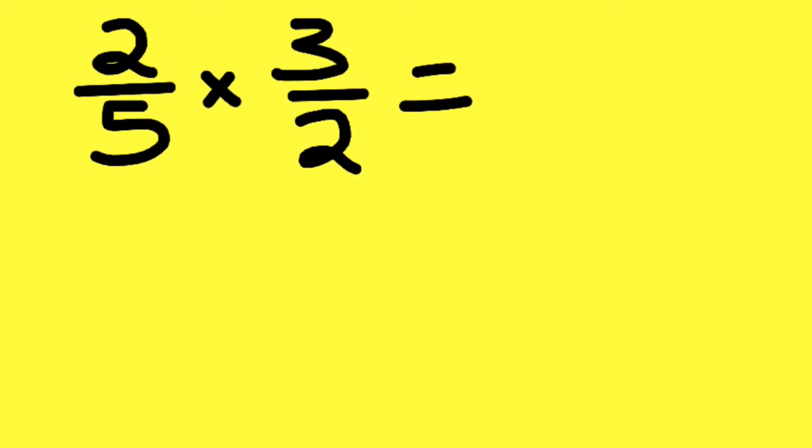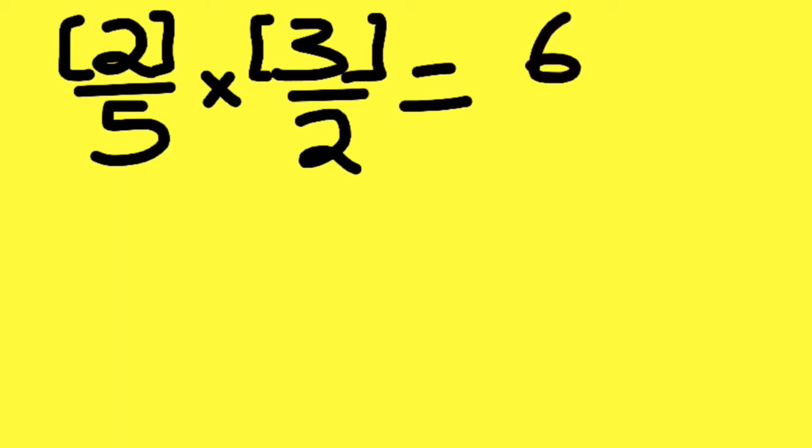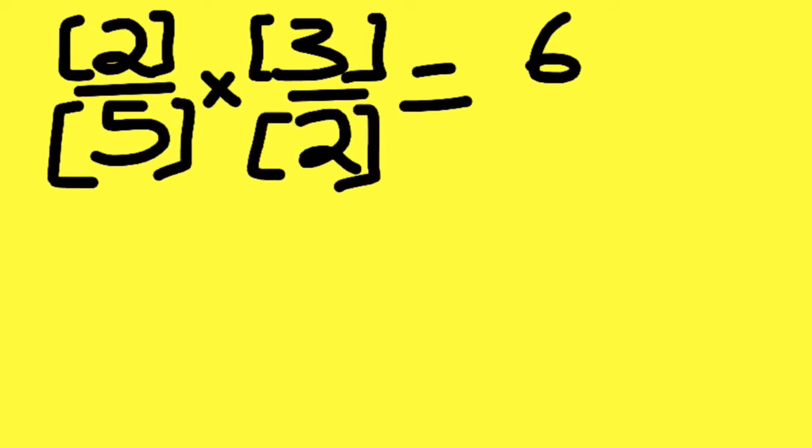So you get 2 times 3, and 2 times 3 equals 6. Then you do 5 times 2, and 5 times 2 equals 10. So basically what you do is multiply the numerator of one number times the numerator of the other number, and that equals the numerator of the solution. Then you multiply the denominator of one number times the denominator of the other number, and that becomes your denominator solution. So basically, in multiplying fractions, you don't have to find any common denominator.